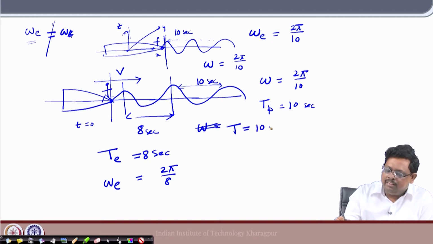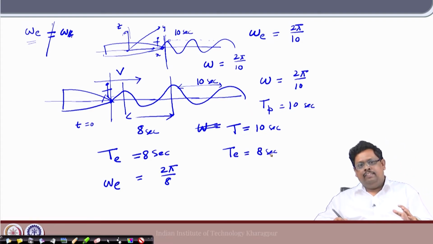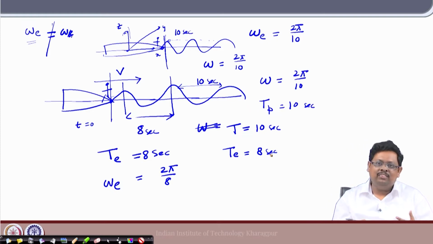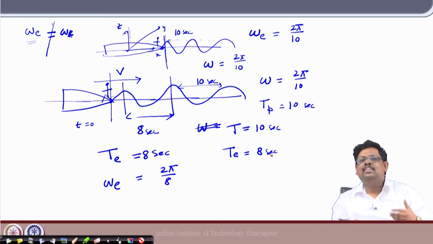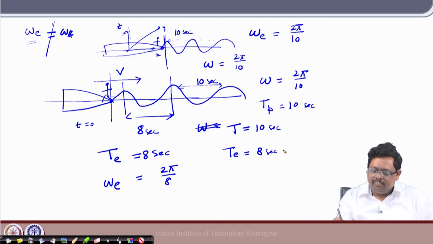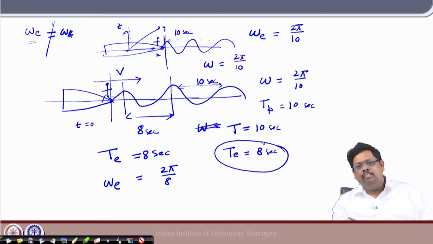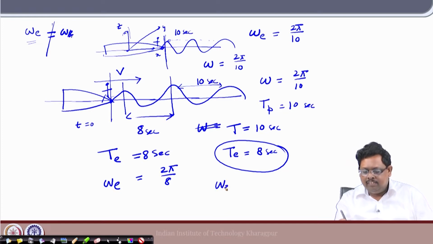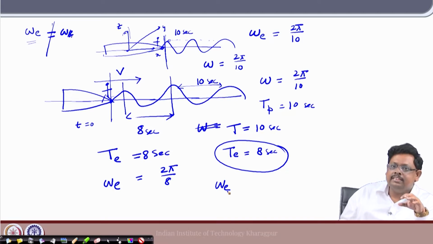So, let us say t equal to 10 second, and then you can see that the encounter time period is 8 second. Now, the question is about which time period or which frequency the ship should oscillate. Now, the answer is very straightforward. The answer is it should oscillate about this encounter time period or encounter frequency omega e, right. So, this is the first difference between the fixed case and a ship advancing with some velocity v, right.